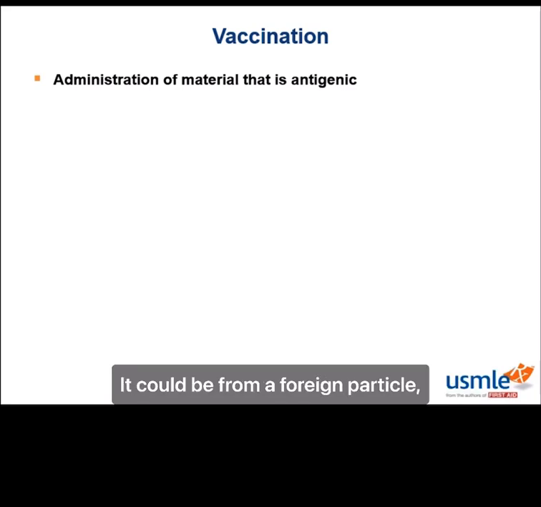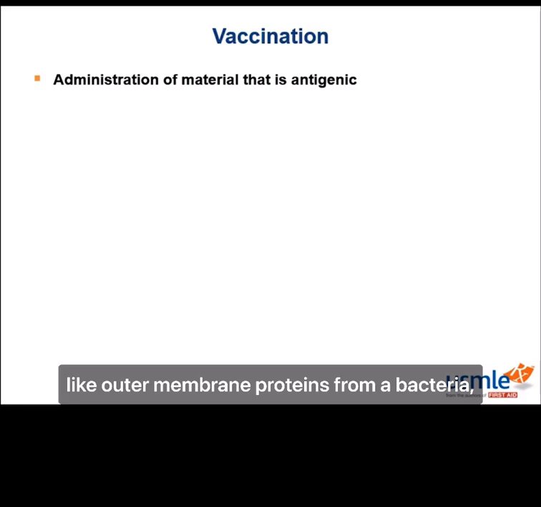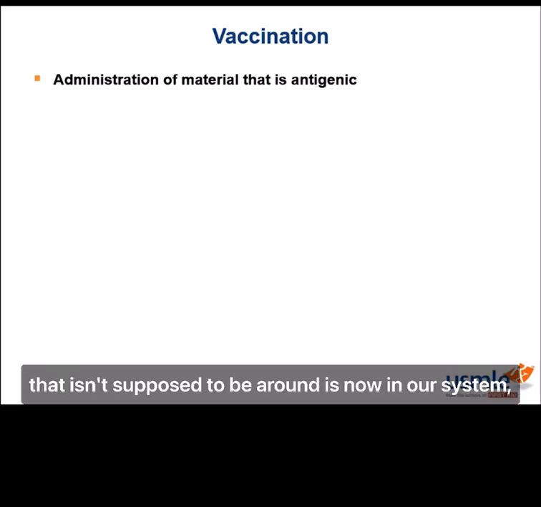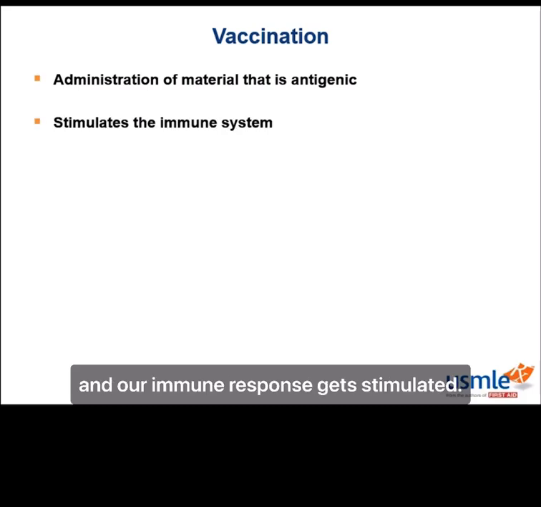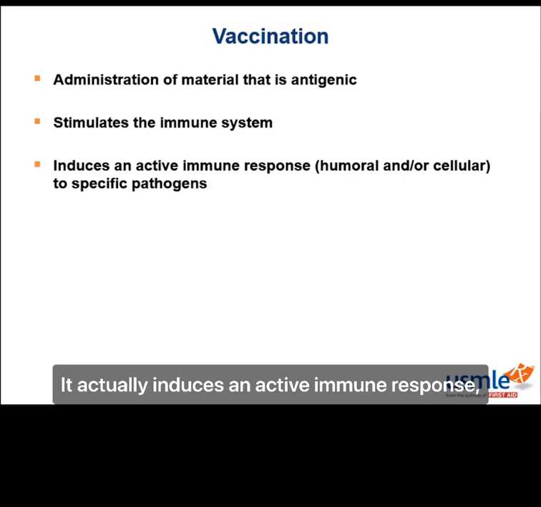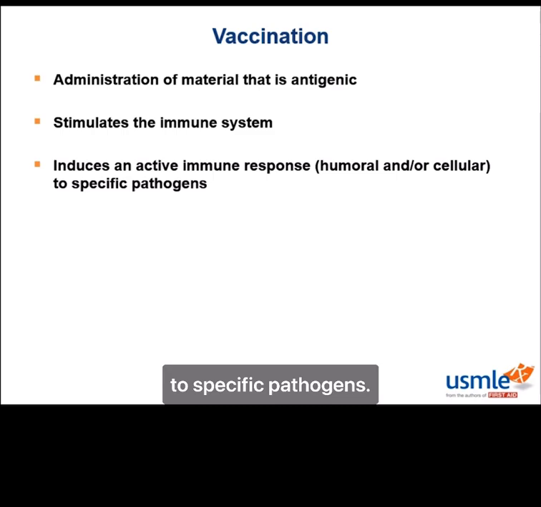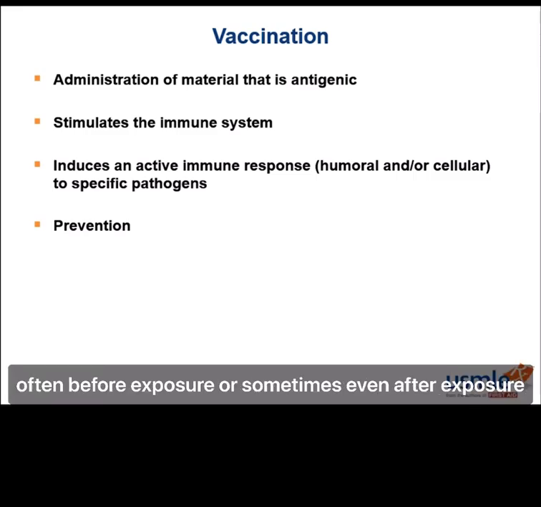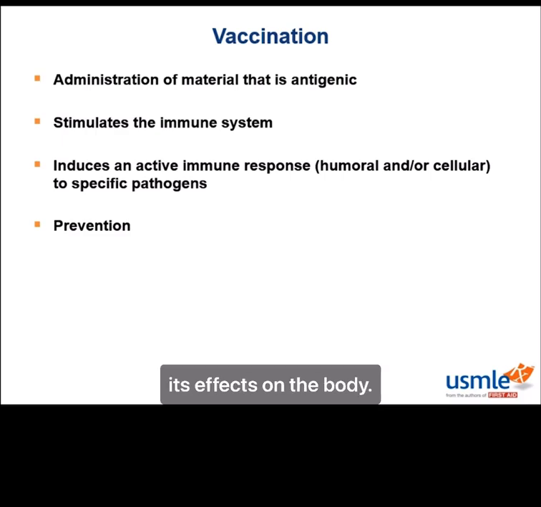It could be from a foreign particle, like outer membrane proteins from a bacteria, or it could be a toxin, like the various exotoxins and endotoxins. So, when we administer a vaccine with antigenic material, what happens? Well, our bodies recognize that something that isn't supposed to be around is now in our system, and our immune response gets stimulated. It actually induces an active immune response, which could be humoral, cellular, or both, to specific pathogens. Now, vaccines help to prevent disease, often before exposure or sometimes even after exposure, to prevent the disease from causing its effects on the body.